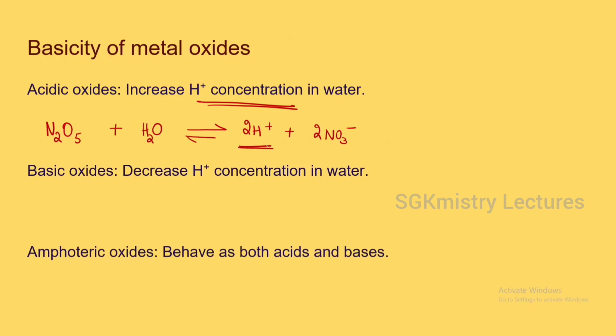Next, talking about basic oxides. These oxides decrease the H plus concentration when dissolved in water. The decrease in the H plus concentration is mainly caused by the formation of OH minus ions. So OH minus ions can combine with the H plus to form water.